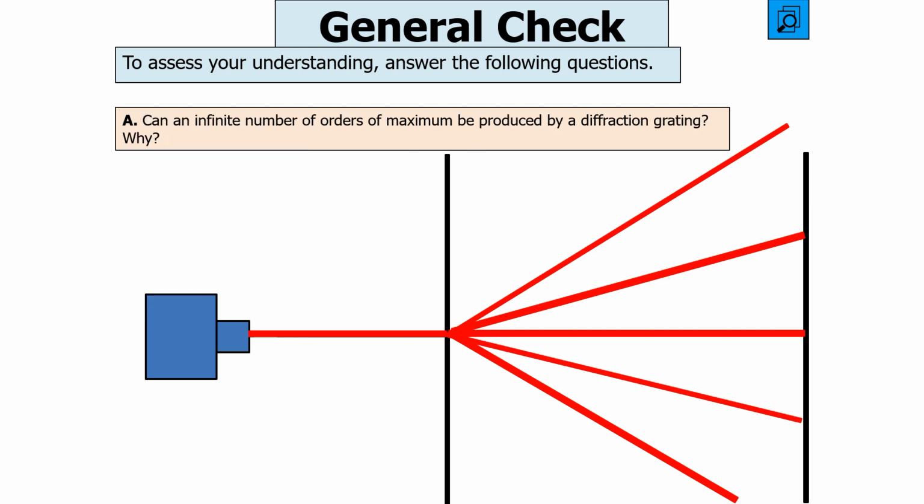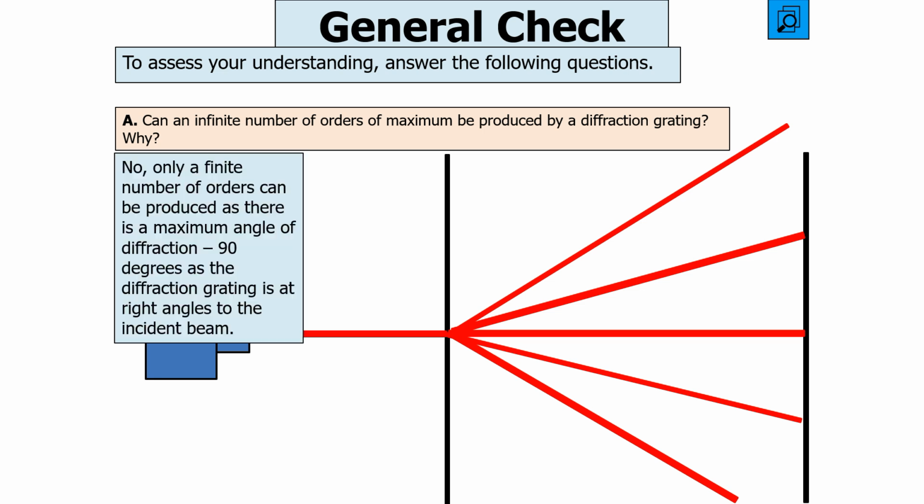Can an infinite number of orders of maximum be produced by a diffraction grating? Pause the video now, then unpause the video when you want to go through your answer. No, only a finite number of orders can be produced, as there's a maximum angle of diffraction, 90 degrees, as the diffraction grating is at right angles to the incident beam.